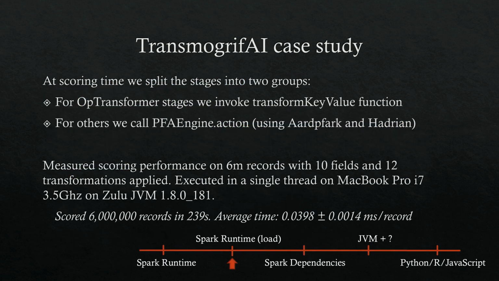So whatever is not wrapped, we just use PFA. We just use the PFA engine to execute it, and I built a little performance benchmark here. I executed it on 6 million rows, and it averaged about 0.03 milliseconds per record, which is like two orders of magnitude faster than what you get on Spark, or sometimes three.